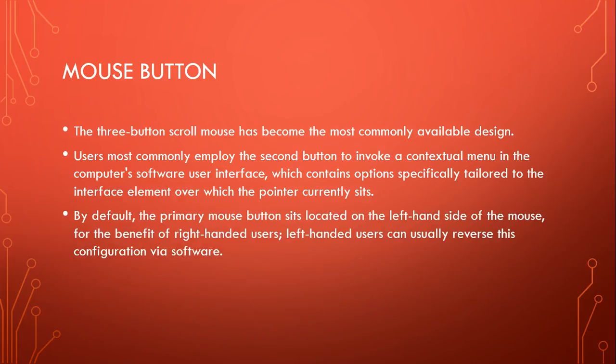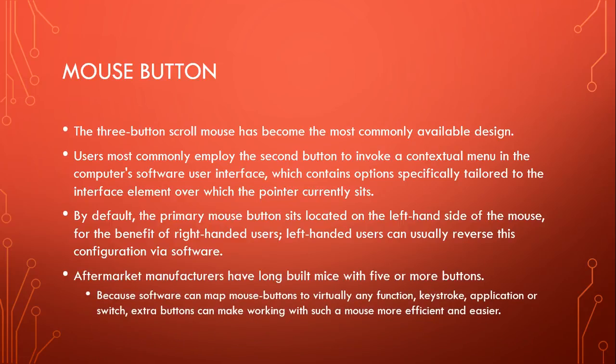Now, by default, the primary mouse button sits on the left-hand side of the mouse, for the benefit of users, because most people are right-handed. However, left-handed users can usually reverse this configuration via software, or you can even buy left-handed mice. So if you're a left-handed person and you struggle with right-handed mice, you can actually buy a left-handed mouse to benefit you.